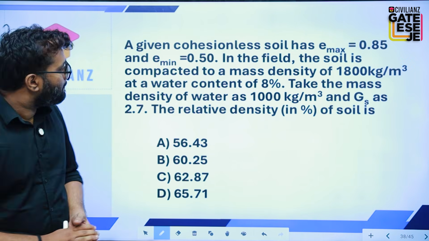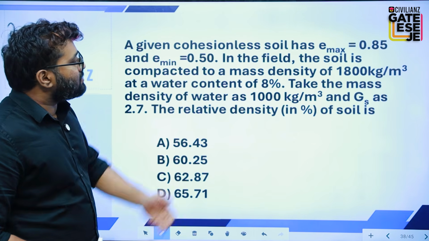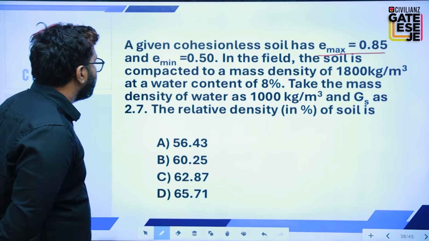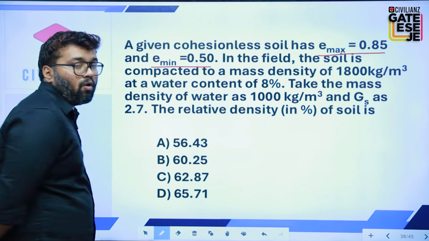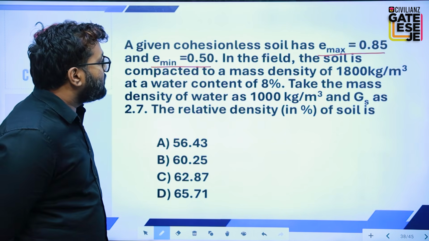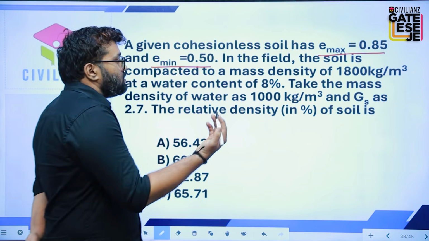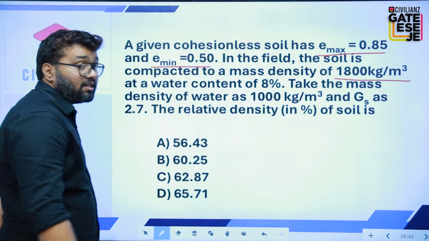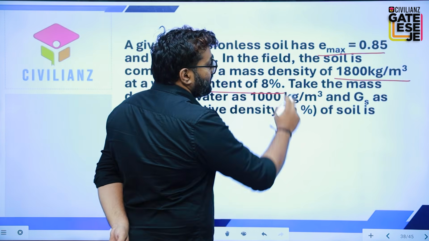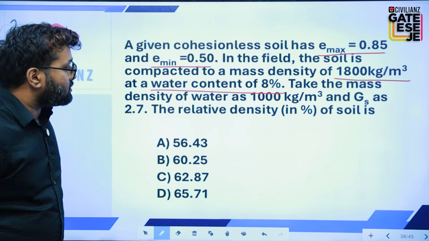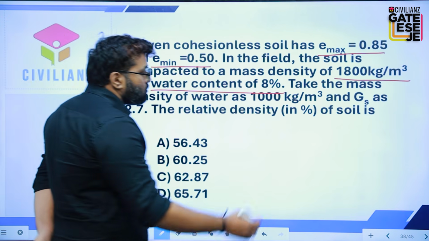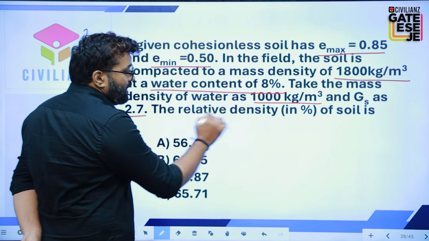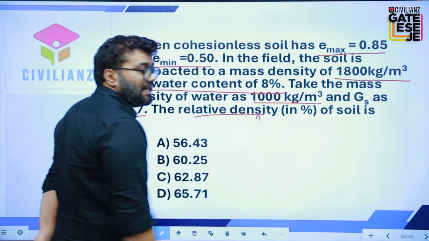So this is our last question. A given coastal soil has Emax equal to 0.85 and E minimum equal to 0.50. In the field, the soil is compacted to a mass density of 1800 kilogram per meter cube and at a water content of 8%. Take mass density of water as 1000 kilogram per meter cube and the value of G is 2.7. And the relative density of soil is, so we want to find the relative density.